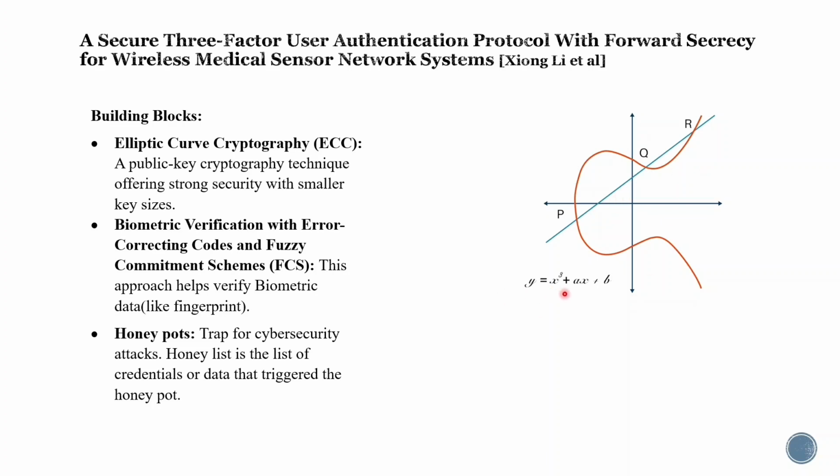The equation here is the equation for the elliptic curve: y squared is equal to x cubed plus ax plus b. Suppose this point P is a private key. Now we draw a random line from this point P, and the maximum number of points that this line can pass through is 3 for this elliptic curve.